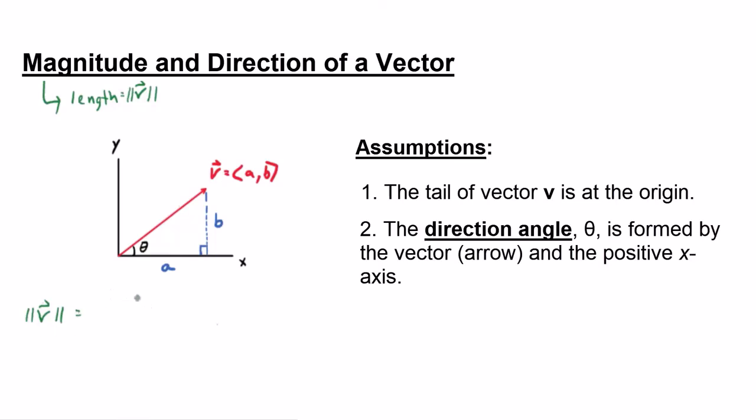That the length of the vector in red should be? Yeah, you got to remember to take the square root, right? But yeah, square root of a squared plus b squared. And again, that works because the initial point, the tail of the vector is at the origin.